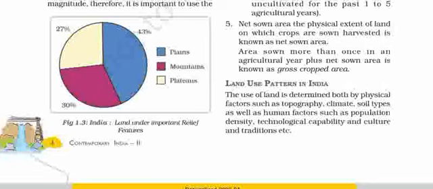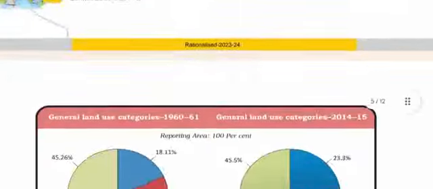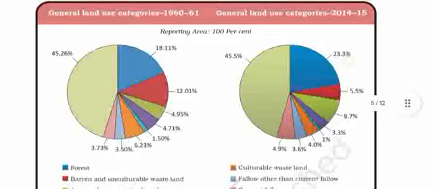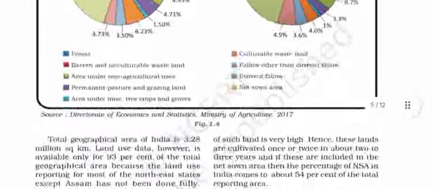Land use pattern in India. The use of land is determined both by physical factors such as topography, climate, soil types, as well as human factors such as population density, ecology, technological capability, and culture and traditions, etc. Here you can see a figure in which land use categories are shown. Total geographical area of India is 3.28 million square kilometers.